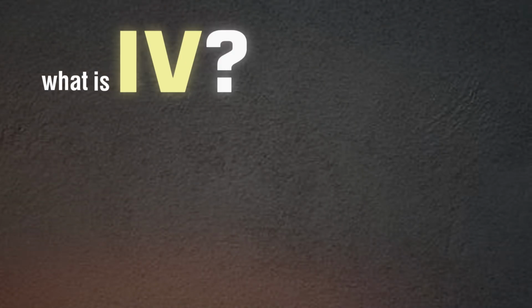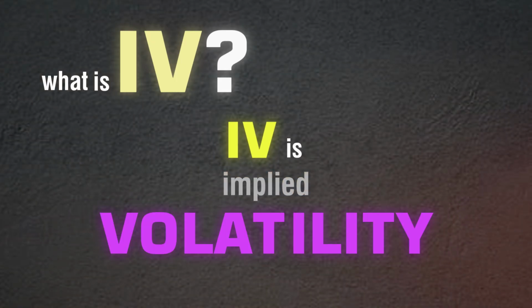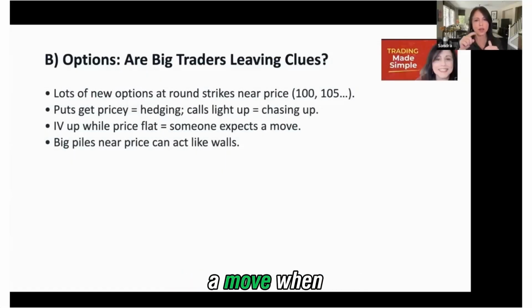What is IV? IV is implied volatility, that someone expects a move when IV starts to rise. Implied volatility is rising. And I say someone, I think that's a typo. It should be the institutions expect a move.